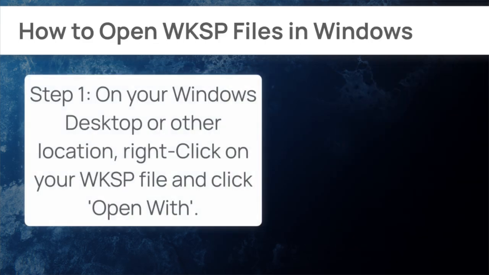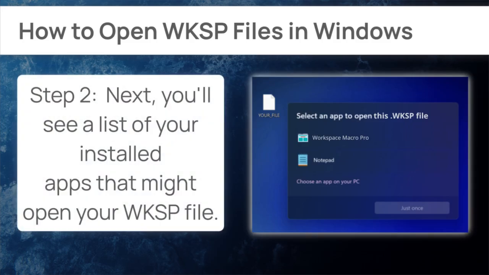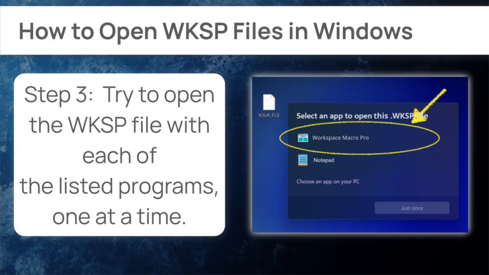To force the file open, right-click your WKSP file and select Open With. If Workspace Macro Pro is an option, test it. If it's not available, choose another program. We are trying to find the specific compatibility bridge.